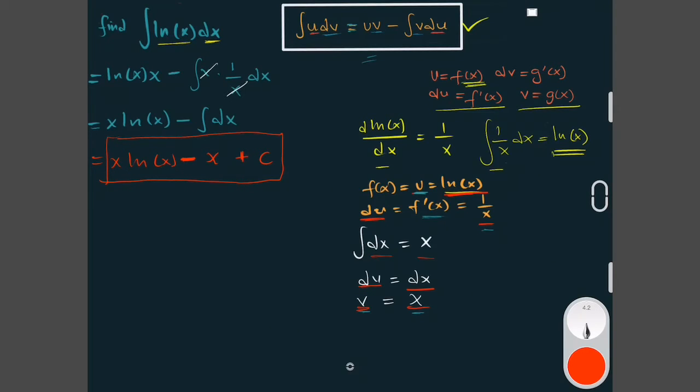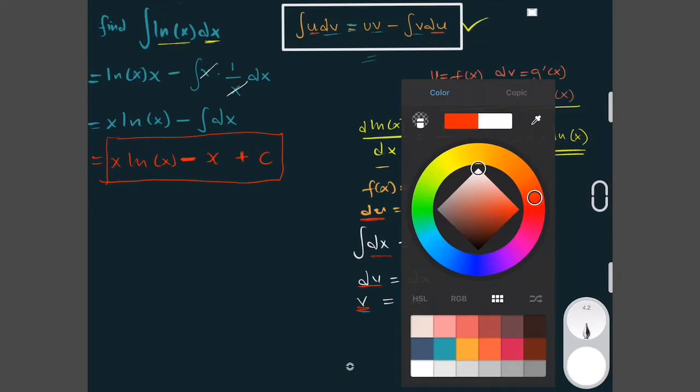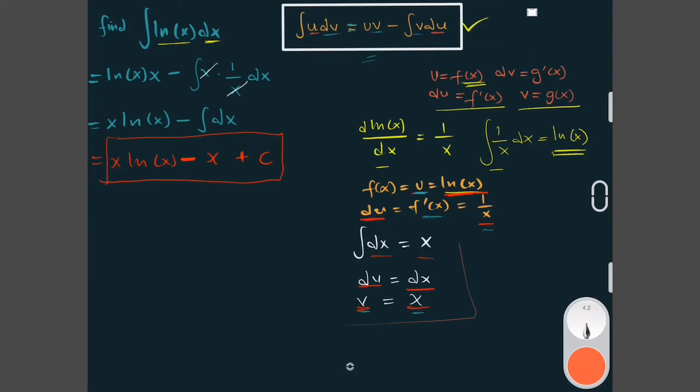So we see the integral of the natural log of x is just x ln of x minus x plus c. This is the indefinite integral. And this is the solution to this problem using integration by parts. As you might have noticed, the hardest part of this was setting up our u's, setting up this part. But everything else was just straightforward substitution.